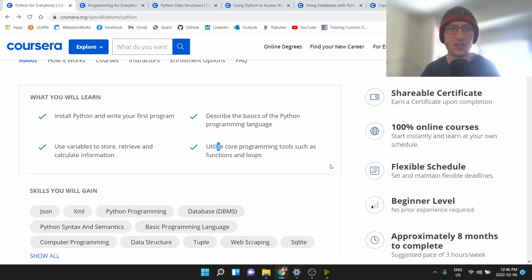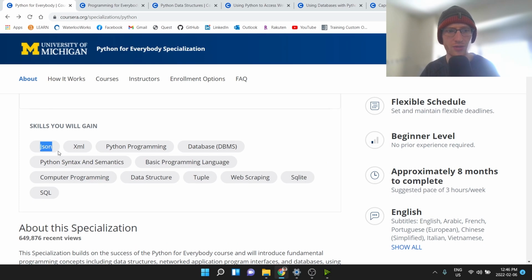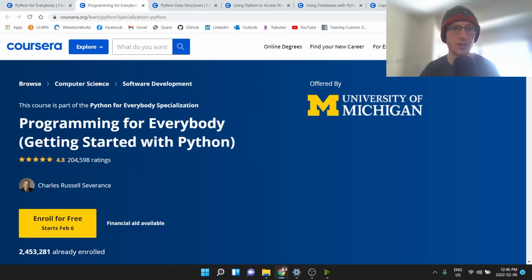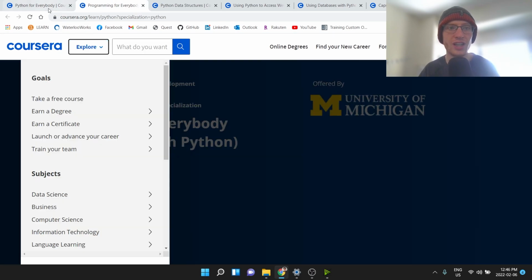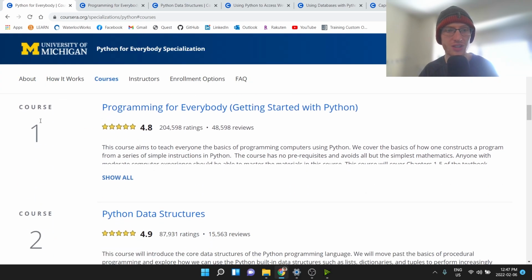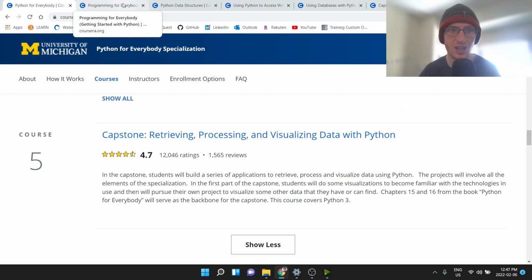So what it says here so far is really, really basic stuff, and skills you will gain are some different file types, JSON and XML, which are actually a lot more important than people think. Apparently you also learn SQL and SQLite. Okay, so they're going to be using Python to interact with SQL, and that's why you will see that in there. Okay, so that's the specialization as a whole. It has a few different courses in here. If you go over to courses in the specialization, course 1, 2, 3, 4, and 5, that's what I have as these tabs over here.